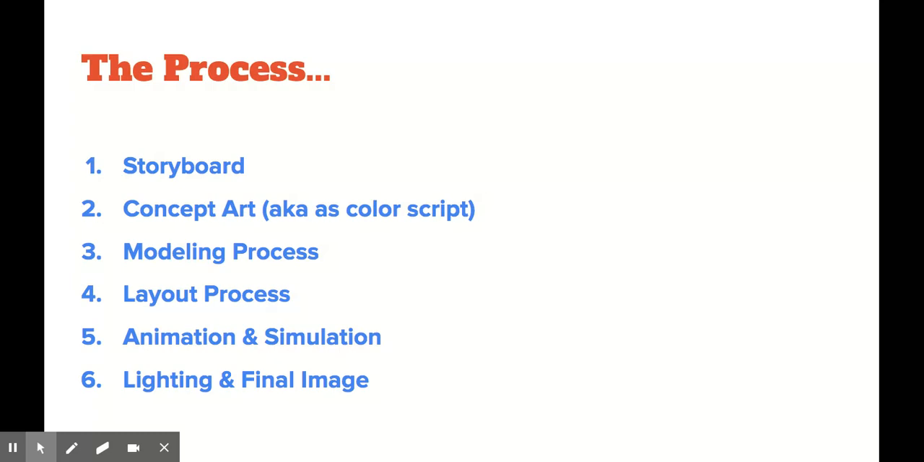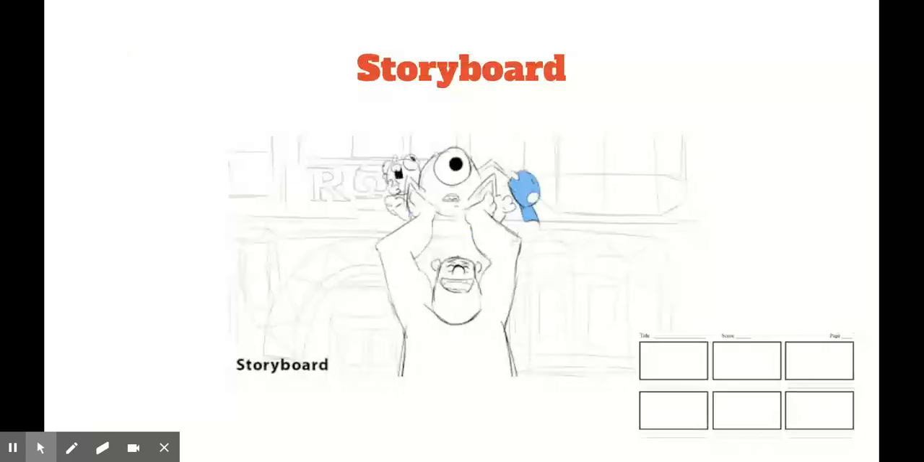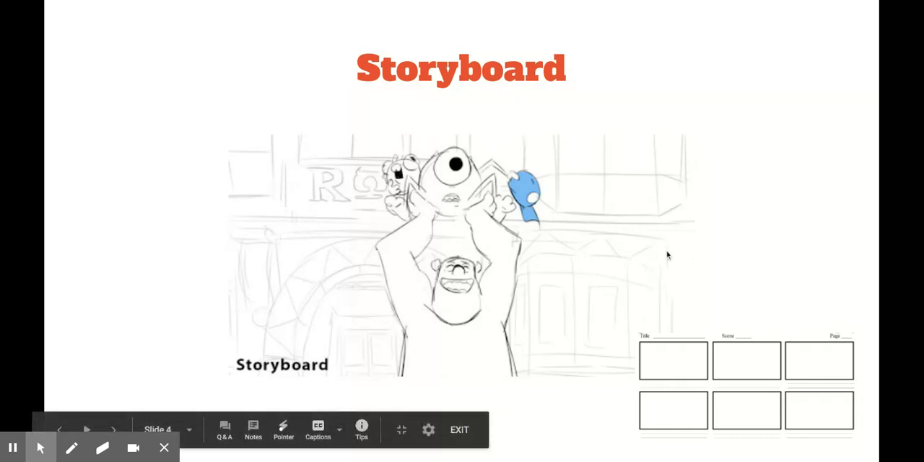So let's talk a little bit more about each one of these 6 steps. So a storyboard, the first step. A storyboard is a graphic organizer that consists of a sequence of drawings for the purpose of pre-visualizing a motion picture. So in order to create a film, we need to create a storyboard, which is essentially a graphic organizer of various pictures. So this is just one picture.